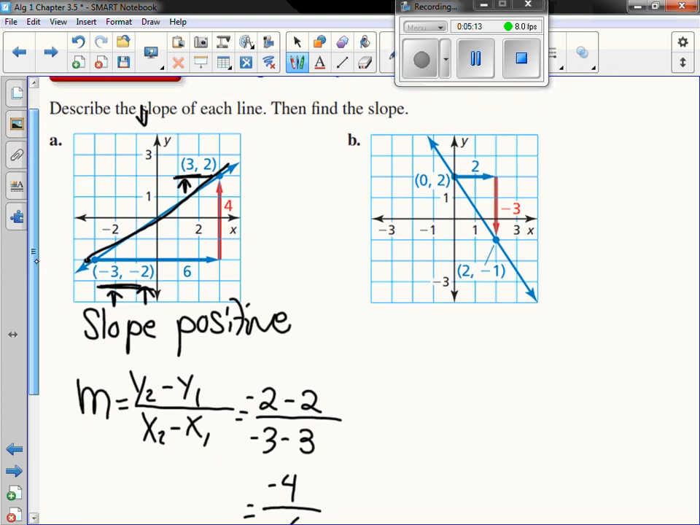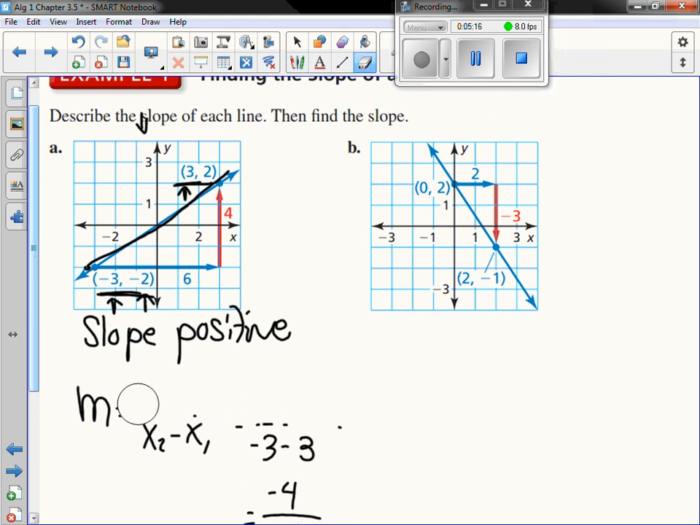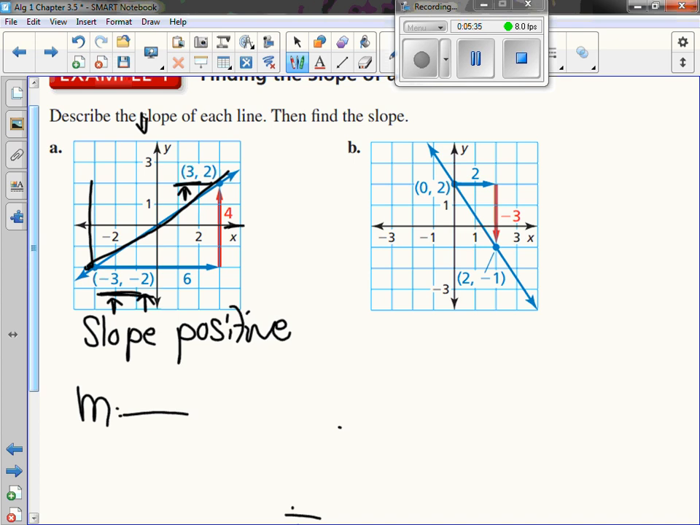Now the easier way to look at this and do this slope. We said the slope is the change in y over the change in x, the change in our vertical over the change in the horizontal. Looking at this, how far did this go up? It went up 4, yes? So we have a rise of 4 and a run of 6.